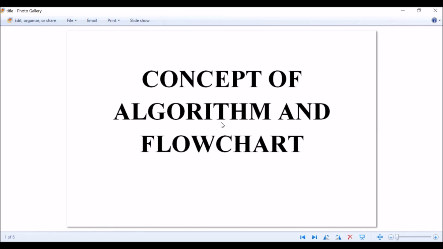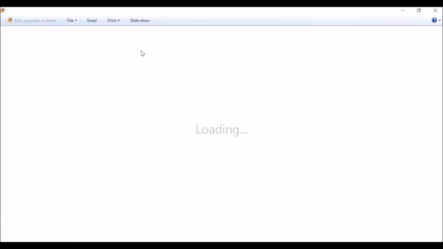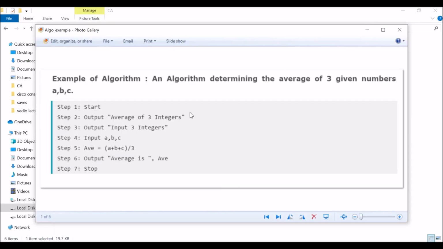So here I'll show you some examples of algorithm. This is one example of an algorithm. The problem is to find the average of three given numbers. Here you can see step by step, if we do these things, it is going to give us the average of three numbers. Step 1 is that we have to start. Step 2, we have to input three integers. Then after that, we have to give output of that, the average of three integers.